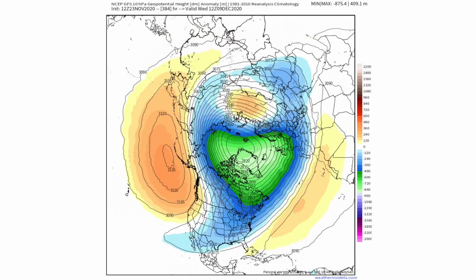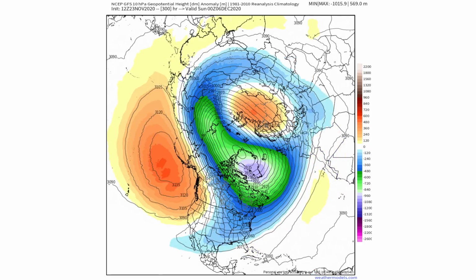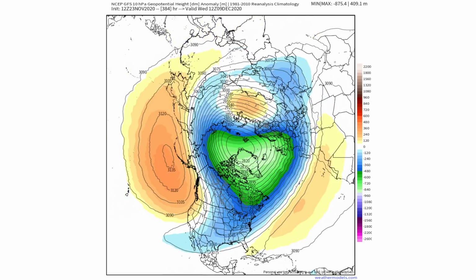And then here's what it looks like December 9th, and this is the end of the model run. You can assume this will probably stay in place for about another 7 to 14, maybe even up to 20 or more days if this pattern continues. Because look at the last frame here. This is what the previous frame looked like, December 6th. Here's December 9th.